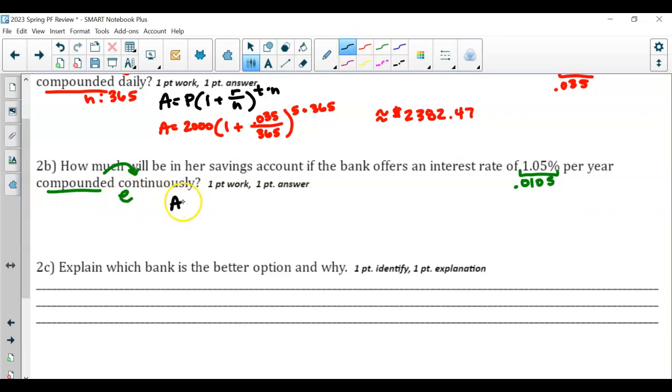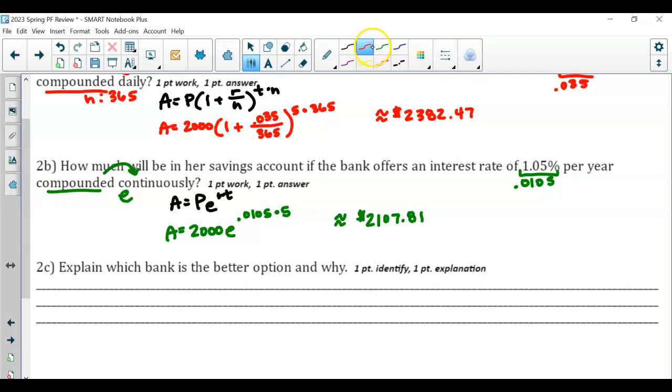So now we have the PERT function that we're going to be using in our formula. So that's our PERT, or A is equal to P times e being raised to the rate times time power. So here now we've got A is equal to 2,000 times e raised to the exponent of 0.0105 times 5. Then putting that in the calculator, the approximate amount is $2,107.81. So which bank is the better option?